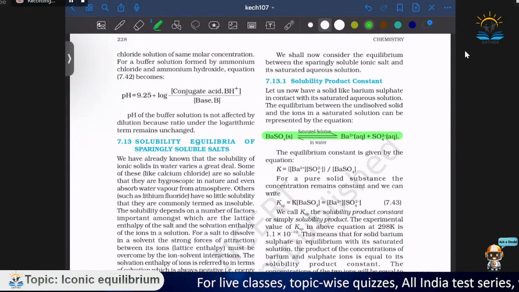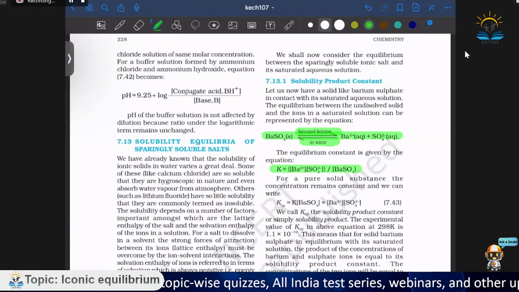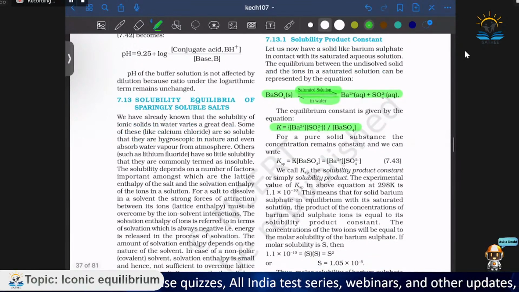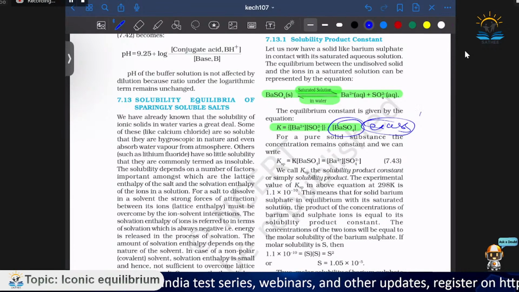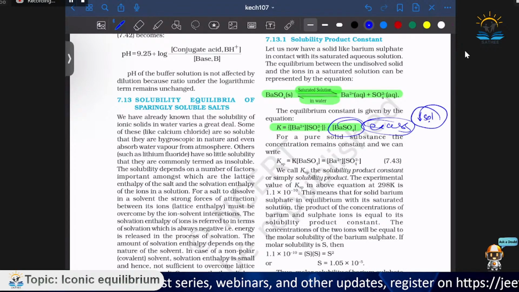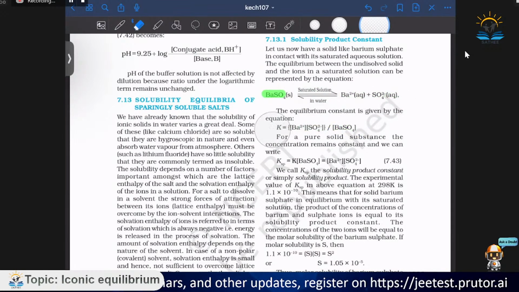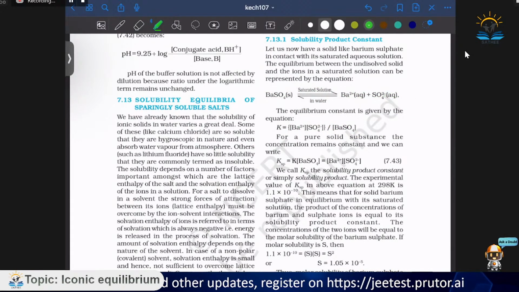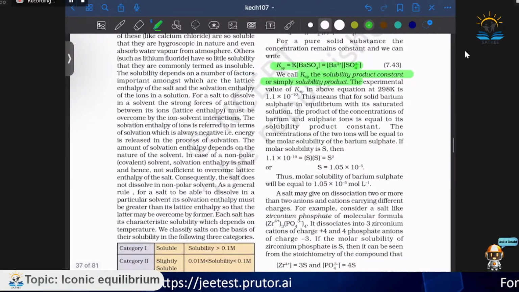This is an example of a sparingly soluble salt, BaSO4, in water. The equilibrium constant is given by this. So KSP is defined as follows: because barium sulfate is in excess, since it is less soluble, more of it will be present as the solid precipitate. So we just define a new term, multiply the ionization constant by barium sulfate, and you get a new term called solubility product or solubility constant. This is the formula of solubility constant.